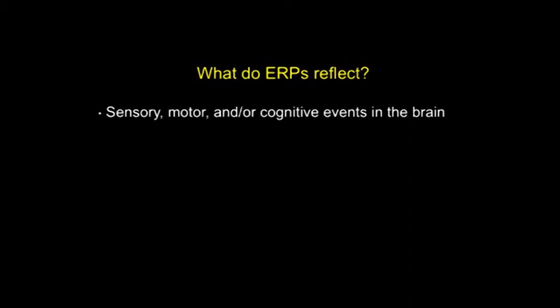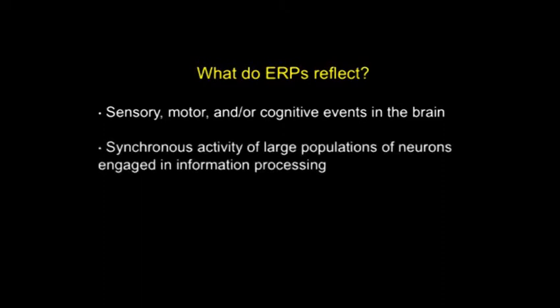So what do ERPs reflect? They reflect sensory, motor, or cognitive tasks that take place in the brain. And they are the synchronous activity of a large population of neurons engaged in information processing. There are several components in this signal that we capture, in these ERPs that we capture from the brain. We can focus on different parts of this signal, either earlier or later parts of this processing signal, and we can talk about the different components.